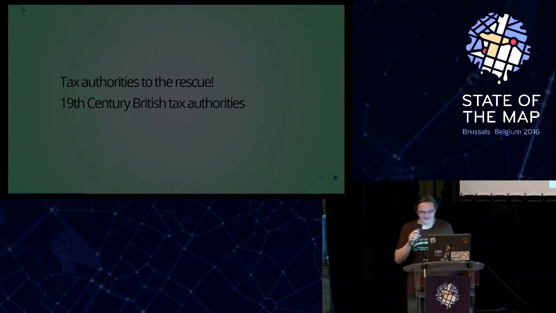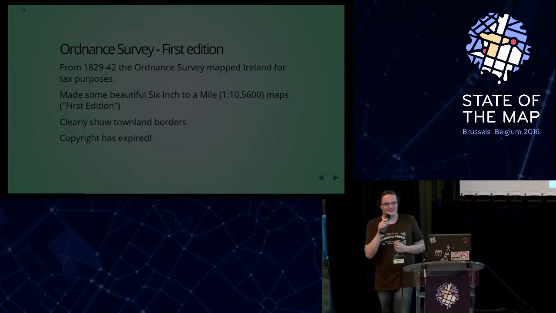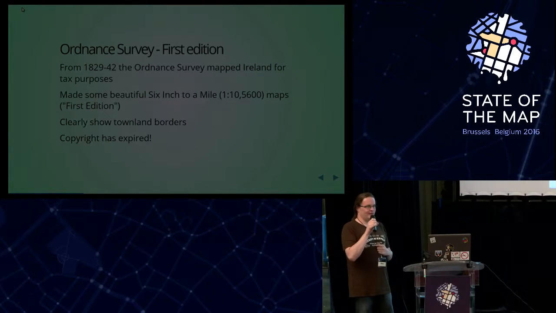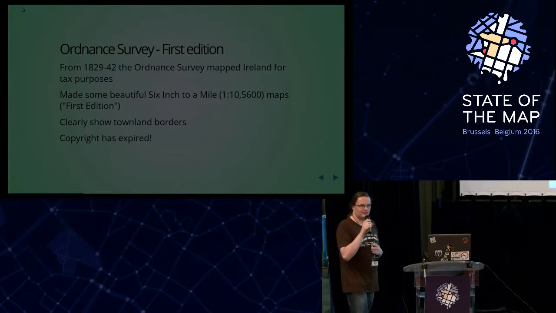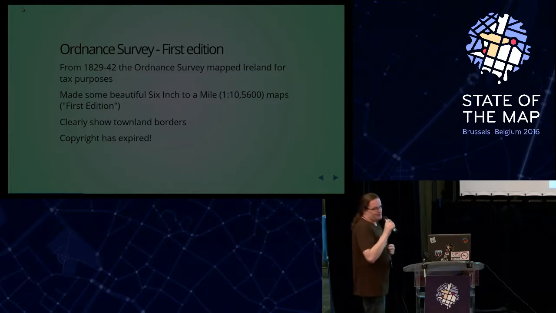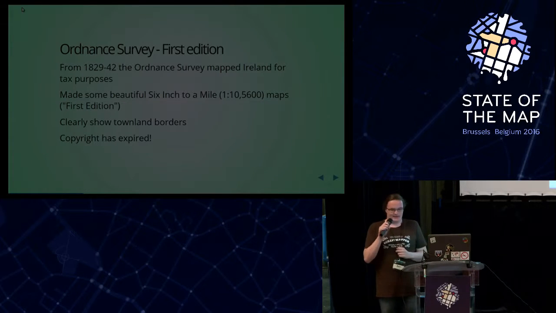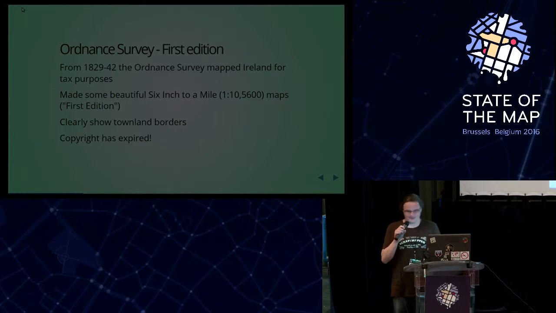They're good for something. So in the early to mid 19th century, the Ordnance Survey, so Ireland was part of the UK then, the Ordnance Survey in the UK mapped Ireland for tax purposes and to do social welfare things and calculating rates. And they made some great maps, 6 inches a mile, 1 to 10,000 maps of the entire country over a period, obviously, of decades because it was the 19th century.